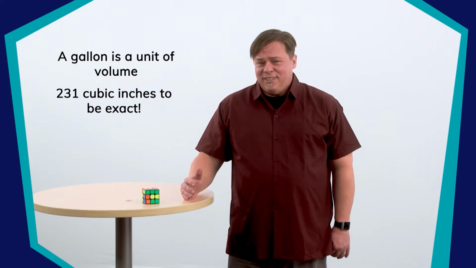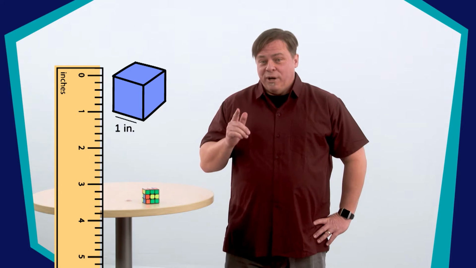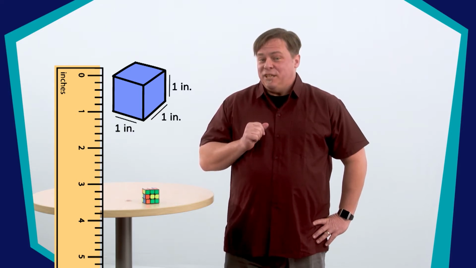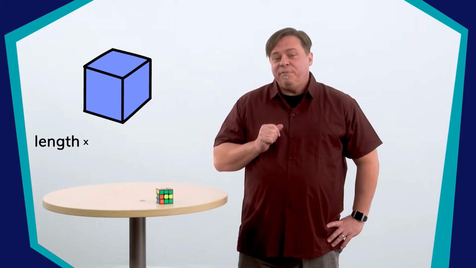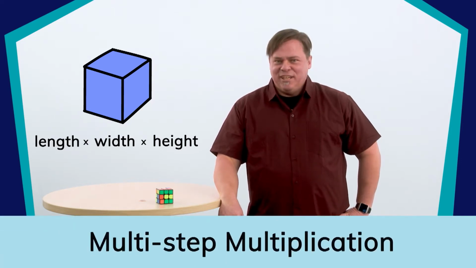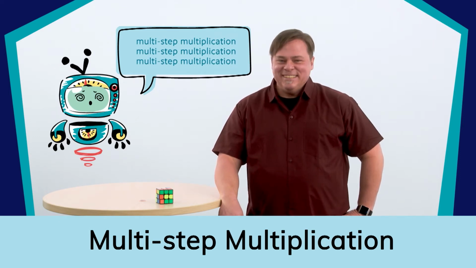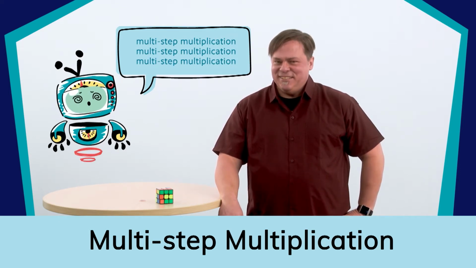What in the world is a cubic inch? Imagine an inch. Now imagine a cube that's an inch wide. If it's also 1 inch tall and 1 inch deep, then we have a cubic inch. Volume of a rectangular prism is determined by length multiplied by width multiplied by height. That's multi-step multiplication. Try saying that 3 times quickly. But seriously, try saying it.